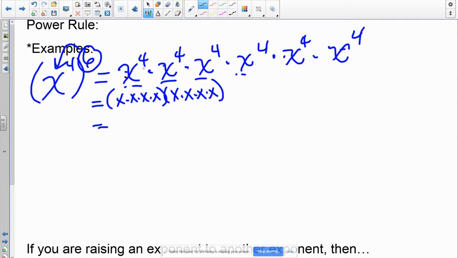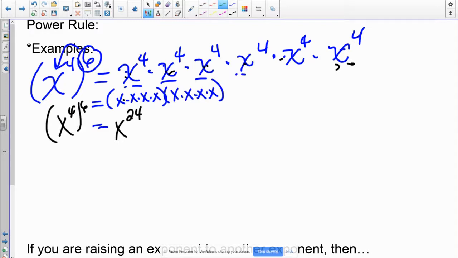So this could be 4 plus 4 plus 4 plus 4 plus 4 plus 4. But I can also know that a repeated addition is just multiplication. So this is technically 4 times 6 powers. So 4 times 6 powers would equal x to the 24th, because 4 times 6 is 24.